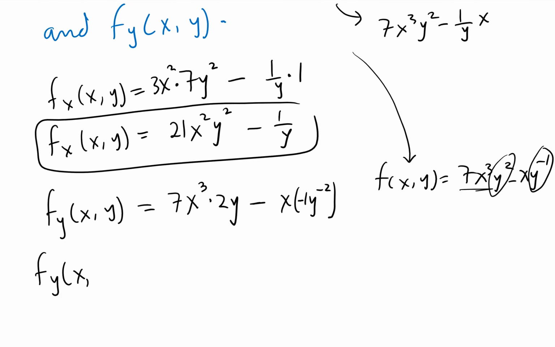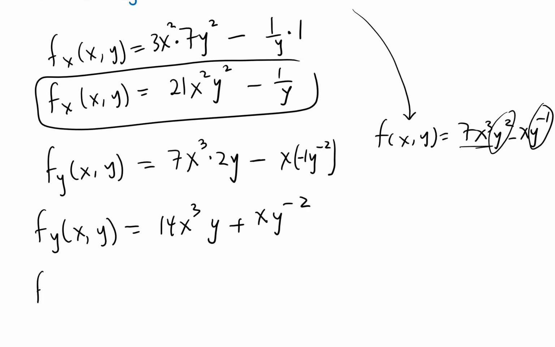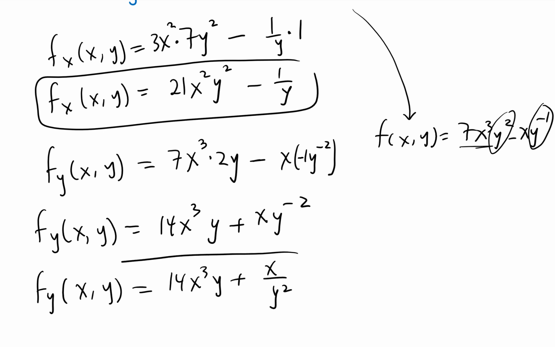We just have to simplify now. This is 14x cubed y plus x y to the negative 2. Don't leave negative exponents in final answers. So what do we have to do here? Keep this the same. Bring the y to the negative 2 down as y squared.